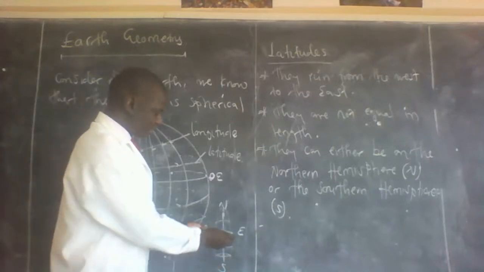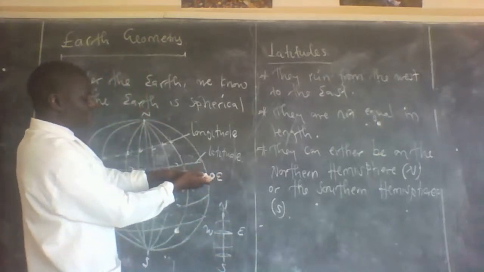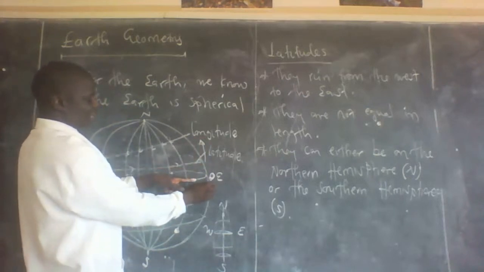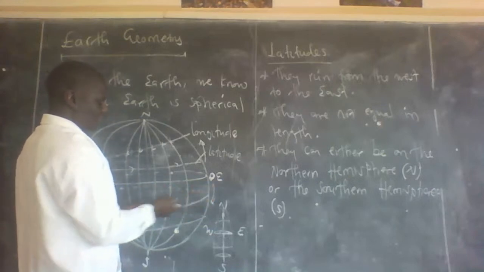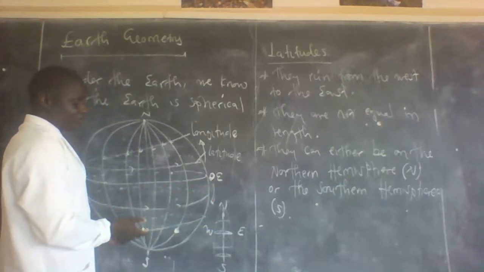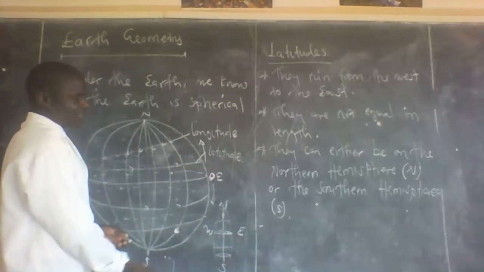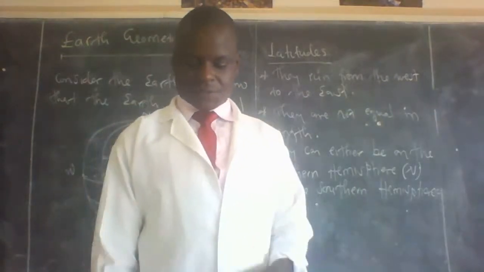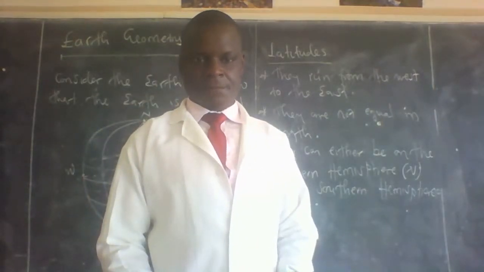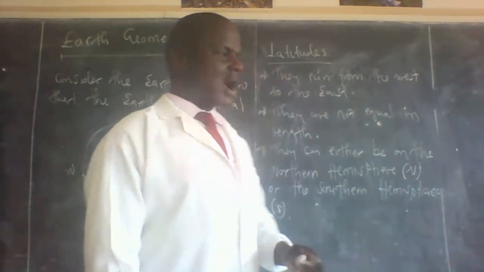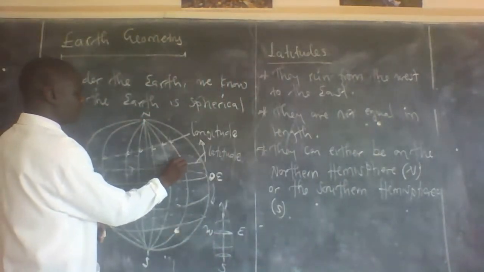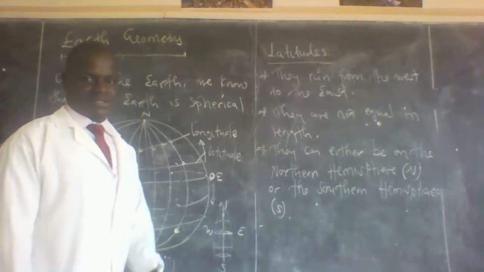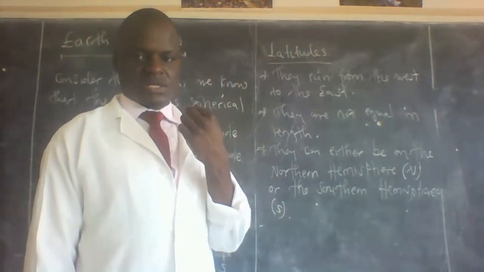Remember, the equator is 0. So from the equator going up, the size of the latitudes increase. In a similar manner, in the southern hemisphere, from the equator going downwards, the size of these latitudes increase. That's the first point. Then the second point is, how do you denote, or how do you give the description of a point on the Earth crust? The point is very important.